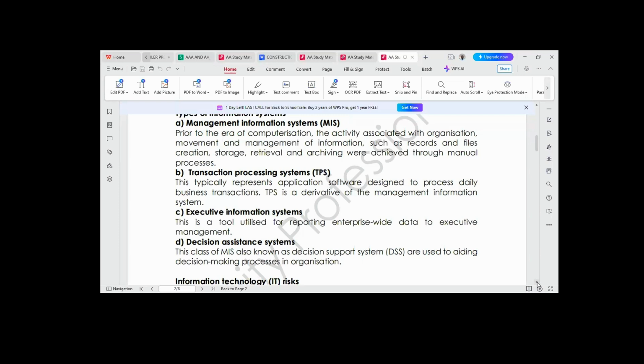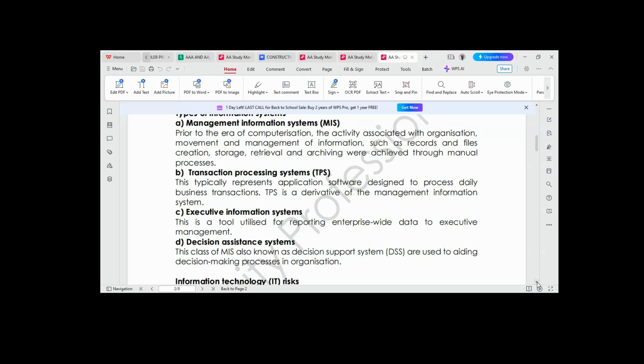It's mainly for them. So they don't need to see all the nitty-gritty of everything. What they just need is an overview of what is happening. Are we good? Are we not good? They can see it at a glance. Now we talk about executive information system.